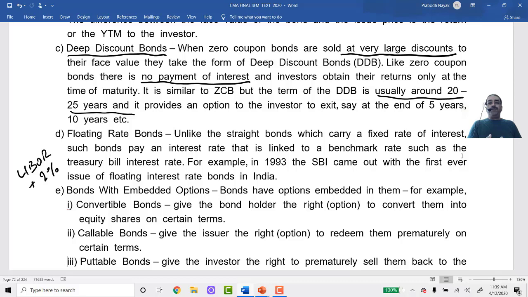Now LIBOR keeps on changing. So if the LIBOR is 6%, your rate of interest will be 6 plus 2, 8%. If the LIBOR is 2%, then your rate of interest will be 2 plus 2, 4%. So there is a benchmark, a particular benchmark to which your rate of interest is related. Now in India, we have the treasury rate, that is the government rate of interest. Whatever is the treasury bill rate, that will be applicable. Or in India, we have something called MIBOR, Mumbai Interbank Offer Rate. MIBOR is Mumbai Interbank Offer Rate.